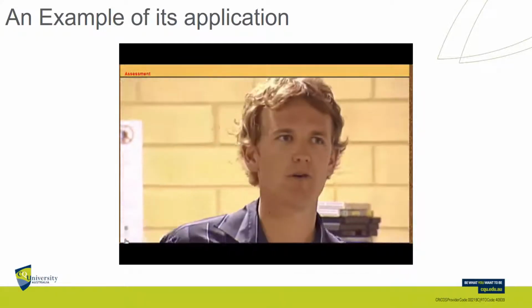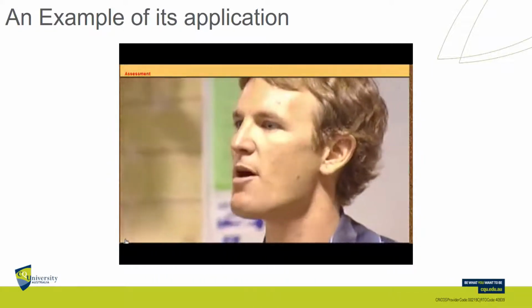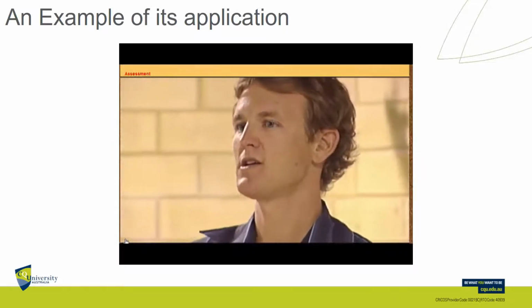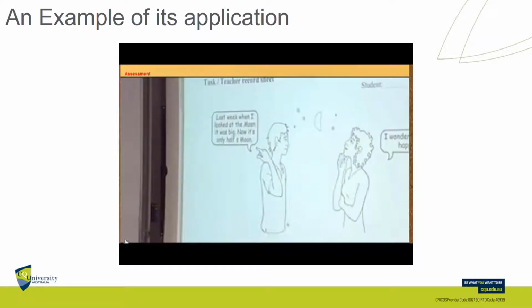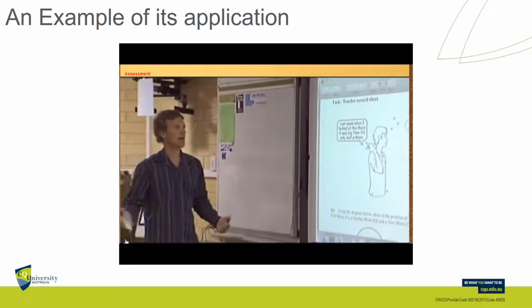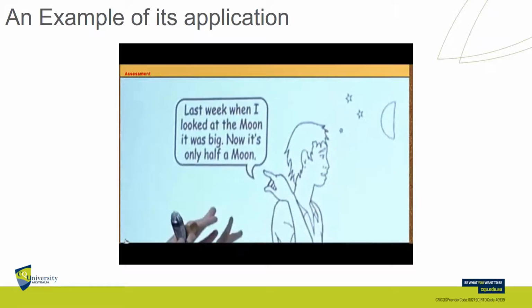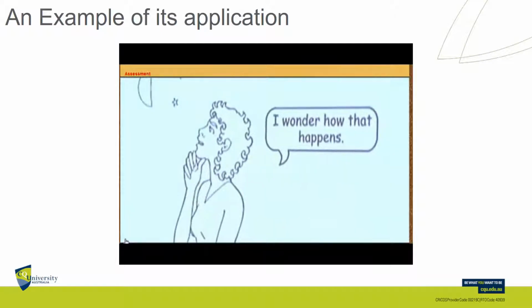Why is it that one night we look at the moon and it's nice and big, the next night there's virtually no moon there, another night there might be half a moon there? Some of you might have already learnt this in primary school, some of you might not know anything about it at all. And they said, last week when I looked at the moon, it was big. Now it's only half a moon, so it's changed. And then we've got someone here that's looking up at it and they're going, I wonder how that happens.